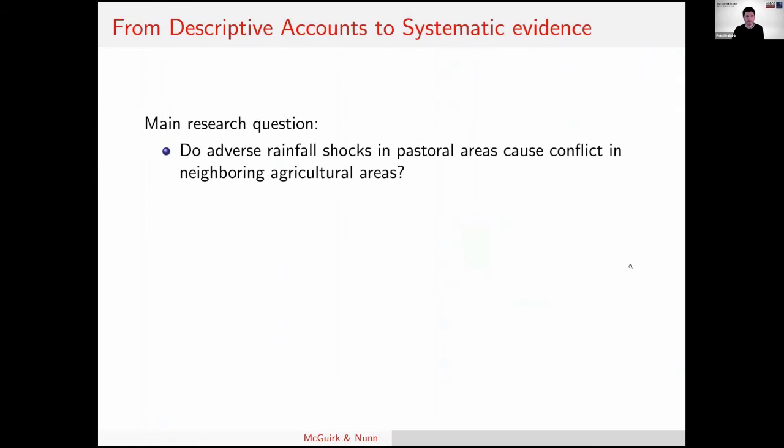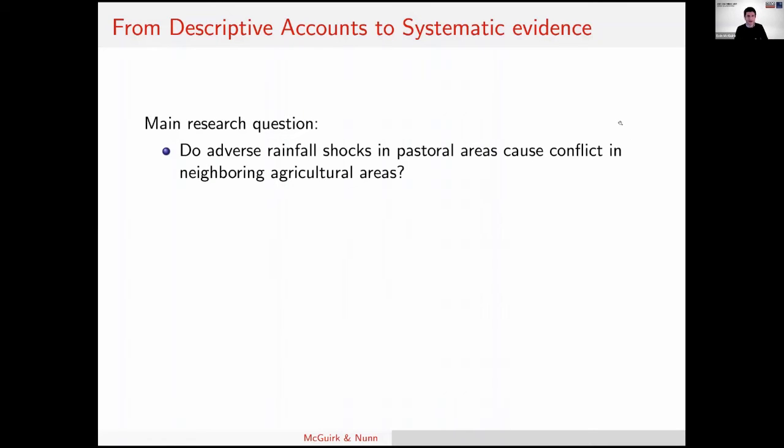So that's where we come in. We are going to see if we can move from these descriptive accounts to more systematic evidence. Do we see this happening in the data? Our main research question, and if I get through nothing else, I hope to get through this one, is: do adverse rainfall shocks in pastoral areas cause conflict in neighboring agricultural areas? We're interested in this very specific spillover mechanism. Is a shock happening in a pastoral area leading to conflict in a neighboring agricultural area?